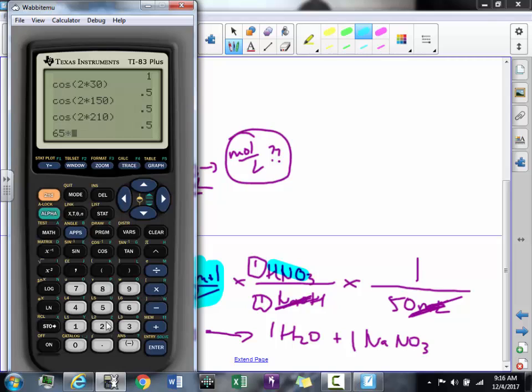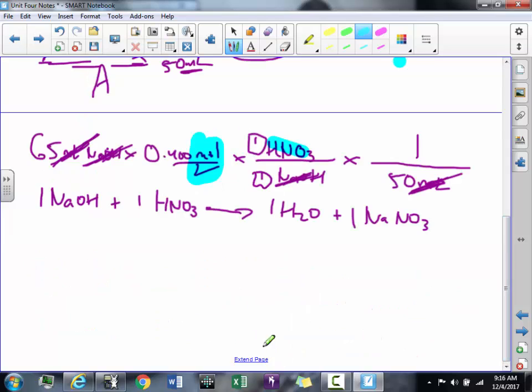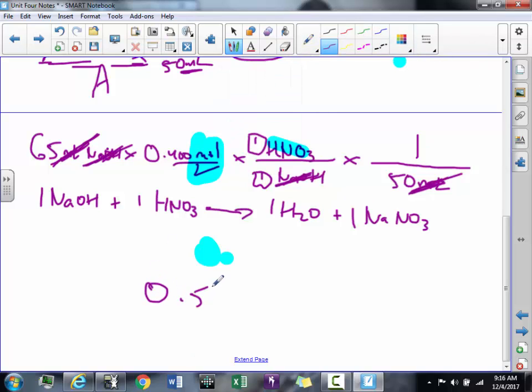So 65 milliliters times 0.4 moles per liter times 1 divided by 1 times 1. That's all silly. Divide by 50. 0.52. So I got 0.52 moles per liter of HNO3.